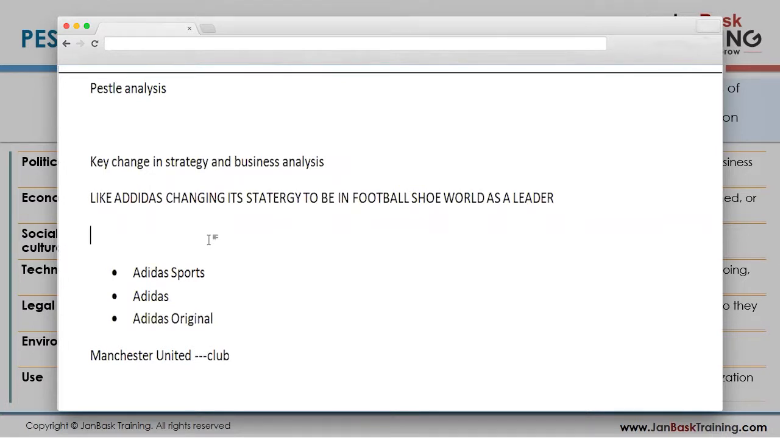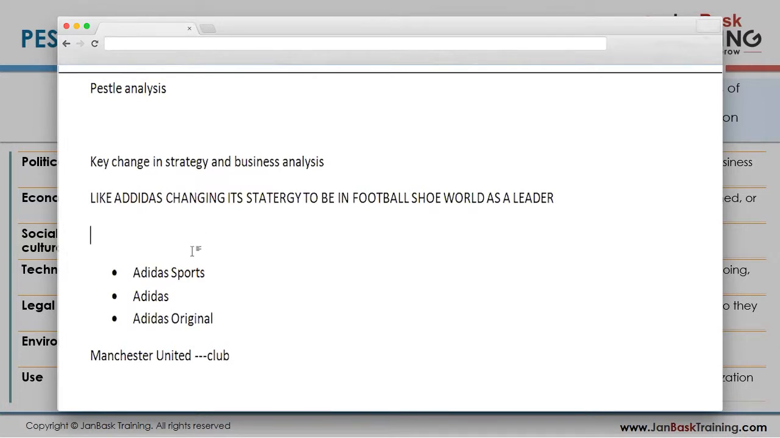They talked about the environmental issues. They talked about the economic factor. They talked about their legal rights as well. And they ended up in that contract with Nike. And to improve their sales and their brand value, they created a new product within their company itself called Adidas Sports so that they can target the biggest market.